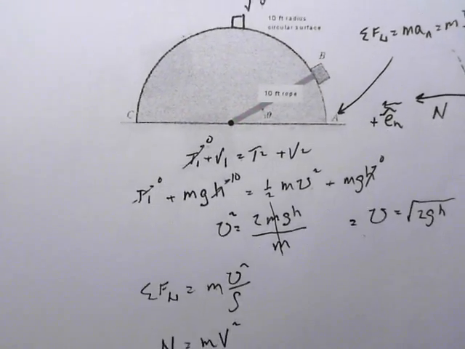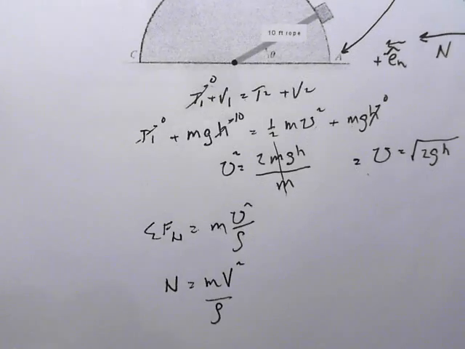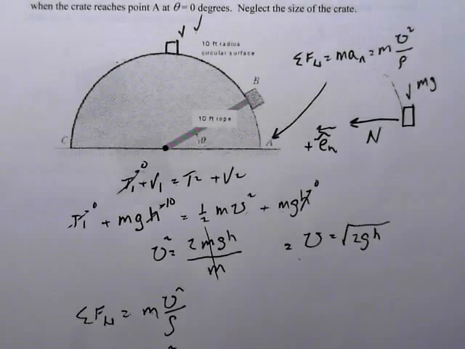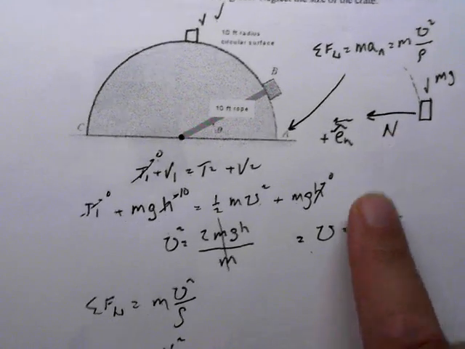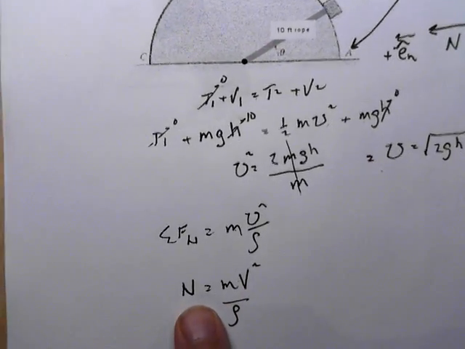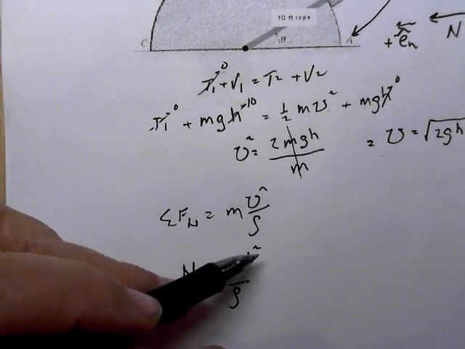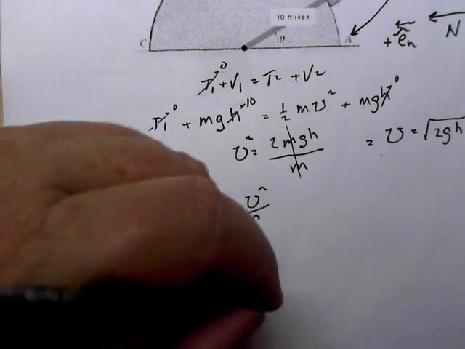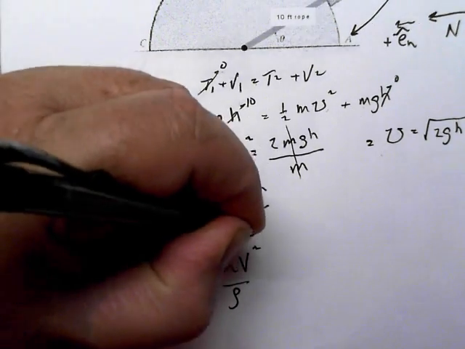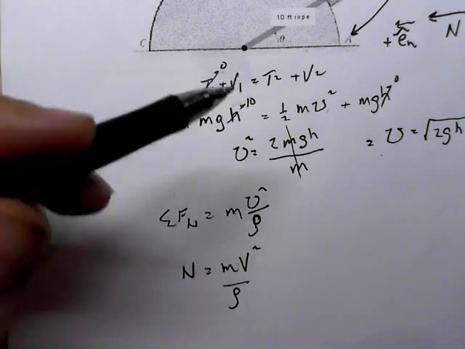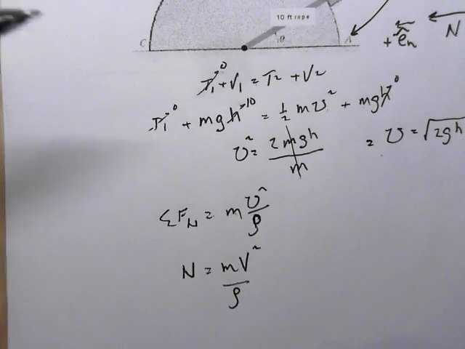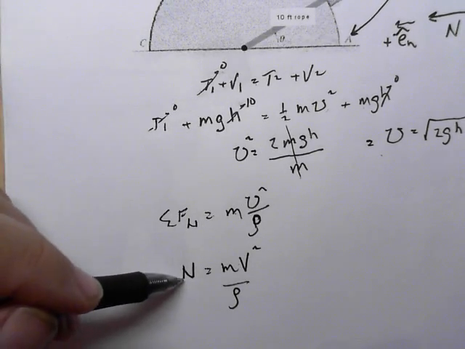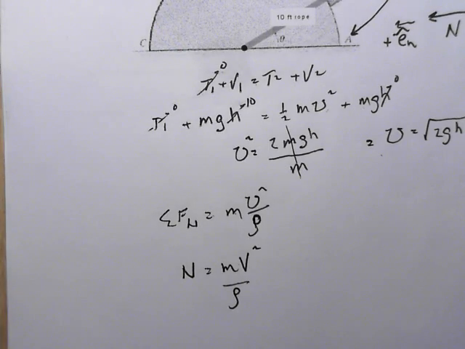I didn't slide down, so let's start over. From the free body diagram, the sum of forces in the normal direction will be a positive N, equal to mv squared over rho. So normal force equals mv squared over rho. We know m, we know v. Rho is the 10-foot radius. So we can find the force in the rope almost instantly.